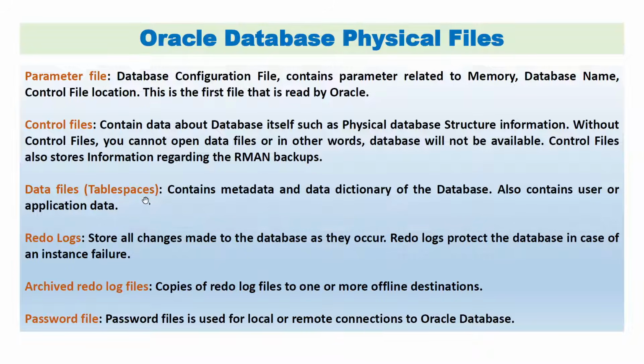Data files or tablespaces contain metadata and the data dictionary. The system tablespace also contains user or application data. Redo logs store all the changes made to the database as they occur. Redo logs protect the database in case of an instance failure. Archive redo log files are a copy of redo logs to one or more offline destinations, and the password file is used for local or remote connection to the Oracle database.